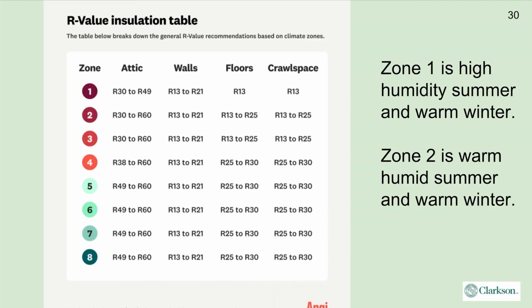So in Taiwan, you would be a zone 1 or a zone 2. So these R values are a little bit lower than where I would live, and I would be concerned with higher R values.